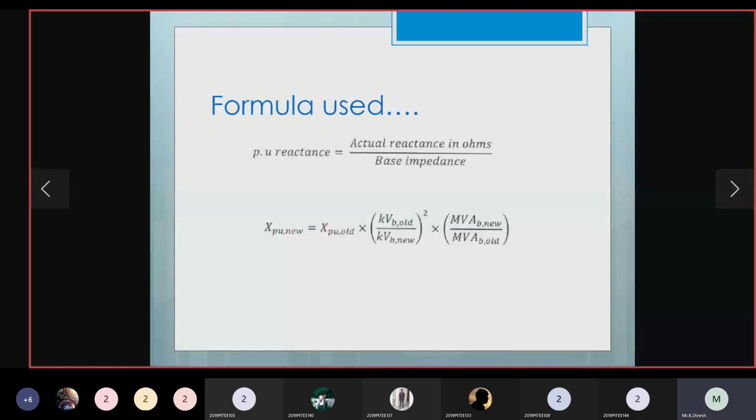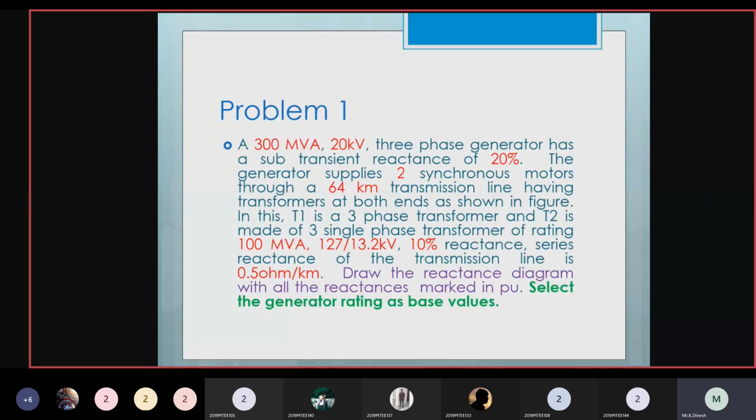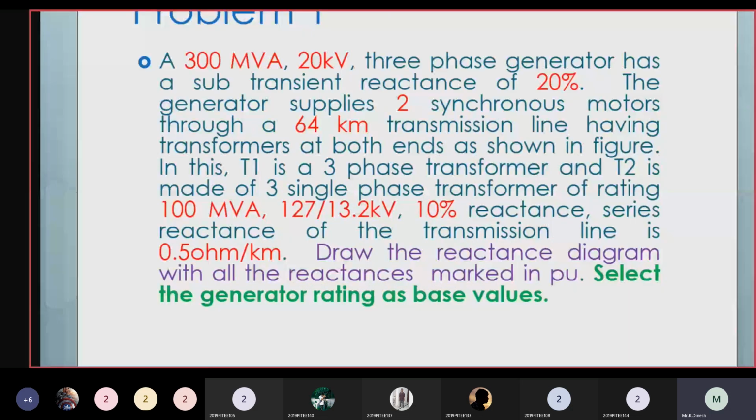So this is my problem number 1. In the previous class also I explained the same problem. A 3-phase generator has a subtransient reactance of 20%. The generator ratings are given: power rating 300 MVA, line rating 20 kV, and the subtransient reactance. Usually Z equals R plus jX. The reactance X value is given as a percentage, that is 20%, 20 by 100, which is 0.2. So these three values are specified for your generator.